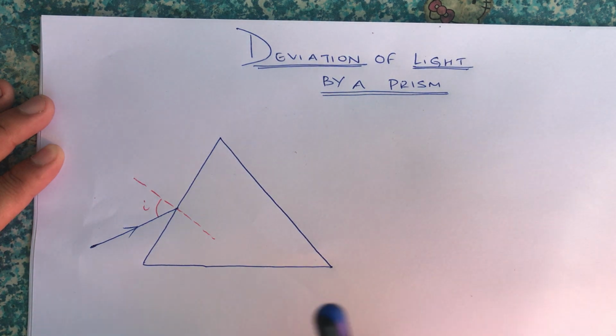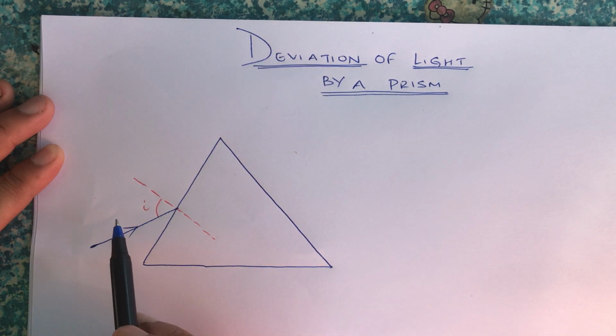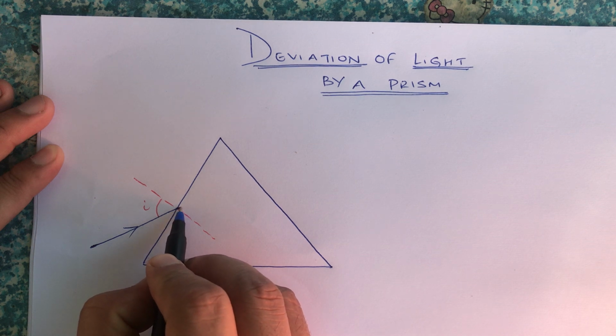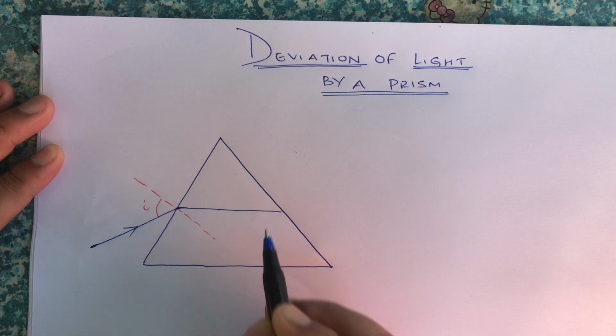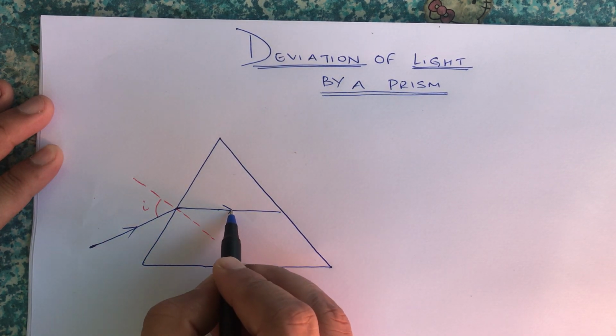Anytime a ray of light strikes any surface, and if it's trying to enter from a rarer to a denser medium, it will always bend towards the normal. So this is the normal, and it will come towards the normal, like this. So this is the incident ray and this is the refracted ray.